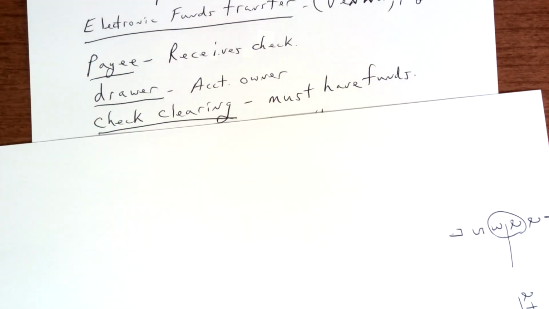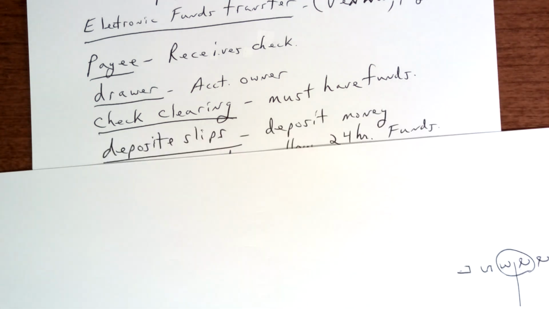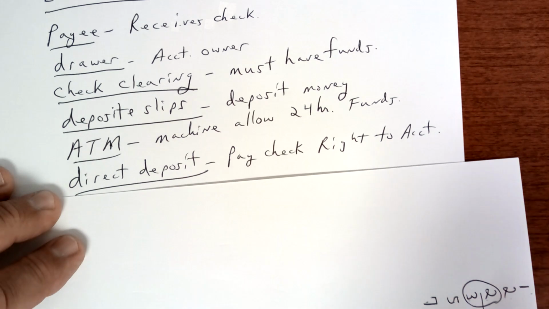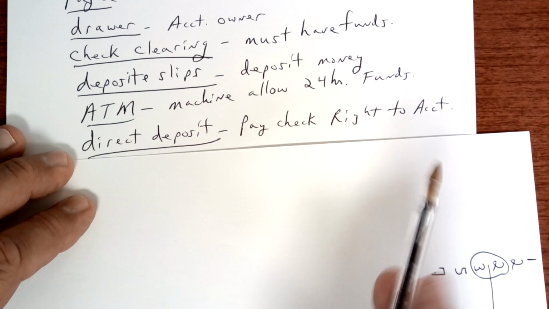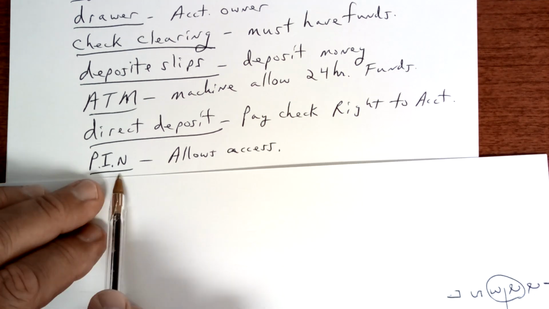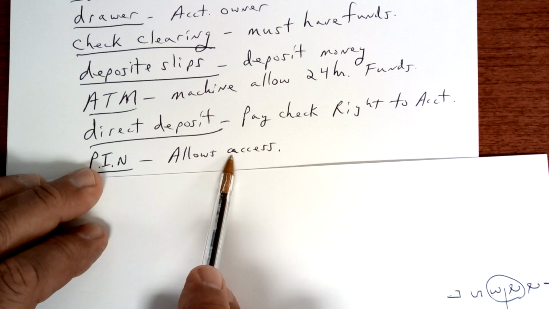Check clearing. When you write a check, you're supposed to have the funds in your account. If you don't have the funds in your account, then you're writing bad checks because you don't have the money, and that is illegal. Deposit slip. It's where you deposit money into your checking account. An ATM machine allows you to get money out of your bank 24 hours a day. A direct deposit is where you have your paycheck go right into your bank account. Most people have direct deposit. A PIN is a number you have to use in order to access your money at an ATM.